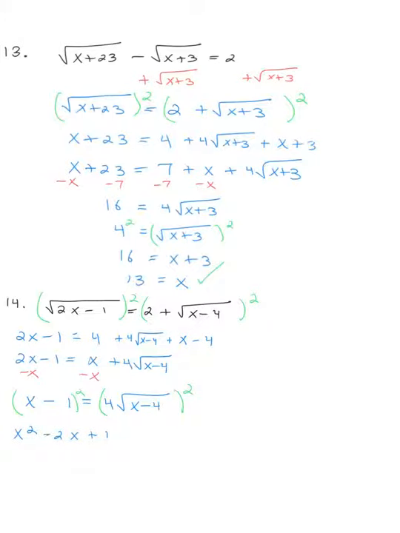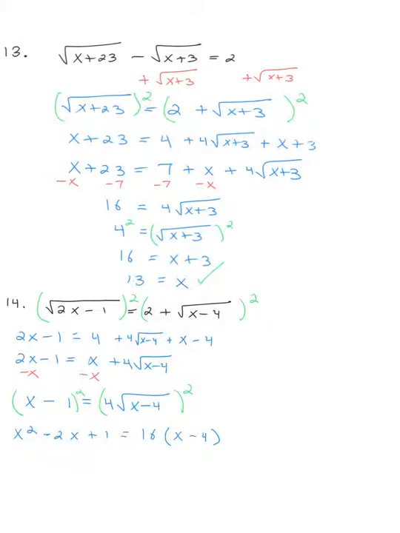Negative 1 times x is negative x, and if you double it, you get minus 2x. Gotta be careful here a little bit on the right. 4 squared is 16. The square of x minus 4 squared is x minus 4, but those two things are being multiplied together. It's not that 16 is just multiplied to the x. It has to be multiplied to the entire x minus 4, so I'll incorporate some parentheses.